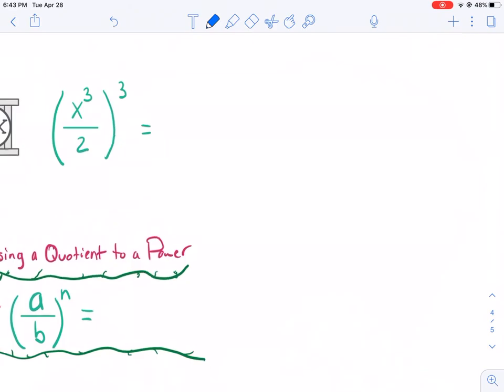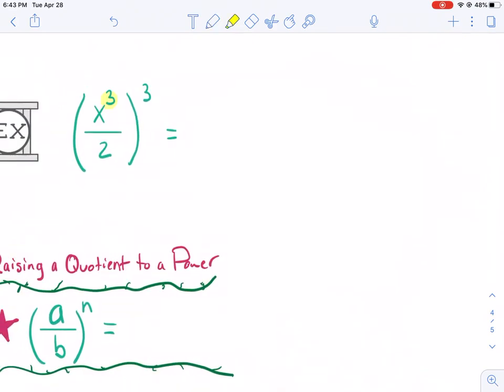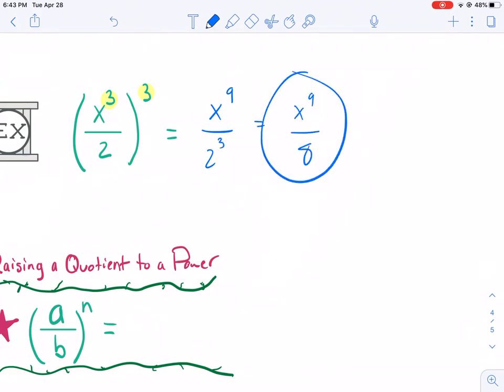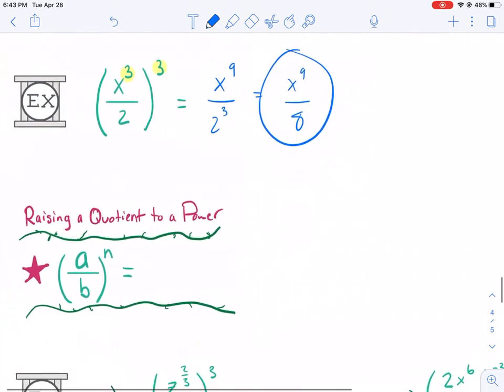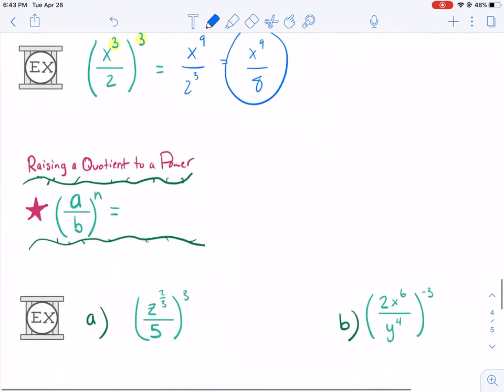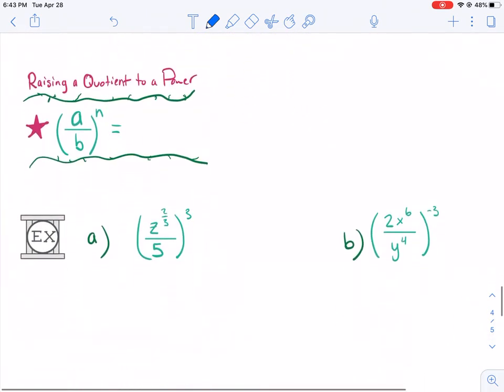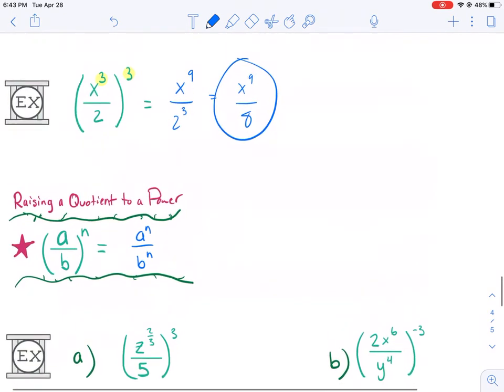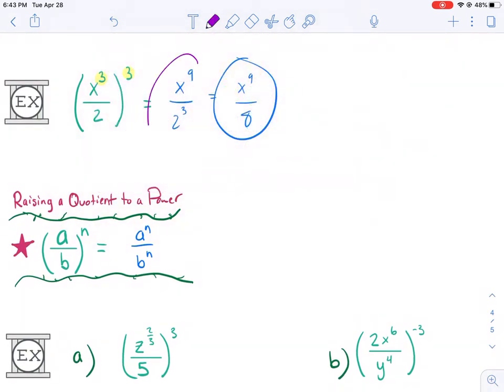Here we have a power to a power, so we need to multiply exponents. This is like in our previous section. So 3 times 3 gives me 9. Then we have 2 to the 3rd power in the bottom. So we have x to the 9th over 8. That's a pretty straightforward problem, and it's just kind of division there, but really there was nothing in the top and bottom that had the same base, so we didn't need to subtract anything. So this kind of proves our next point, raising a quotient to a power. We can make a to the nth over b to the nth, which we demonstrated in this step right here.